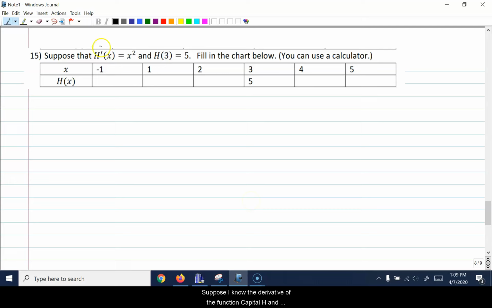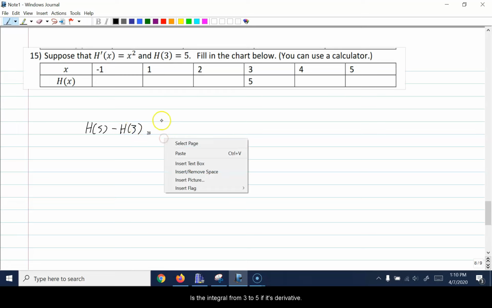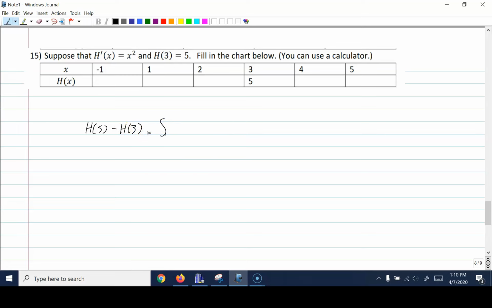Suppose I know the derivative of this function capital H, and I know h of 3 is 5, and look, they even filled that in a chart. Can I use the derivative to say stuff about the function? Well, yes. The point is that h of 5, for example, minus h of 3, is the integral from 3 to 5 of its derivative. If you know the rate of change, then integrating it is the thing that gives you the total change.